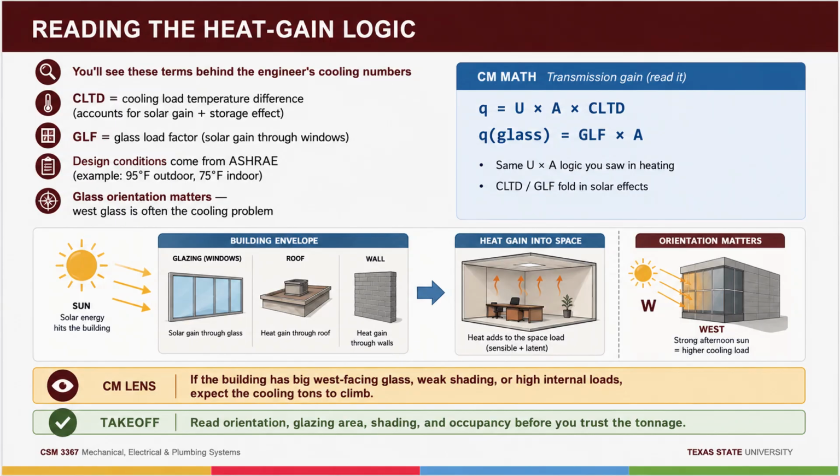3 questions. 1. The people load in BTUs per hour. 2. The ventilation load, sensible and latent, separately. 3. Those 2 buckets combined, converted to tons. For minutes, go. All right, check it together.